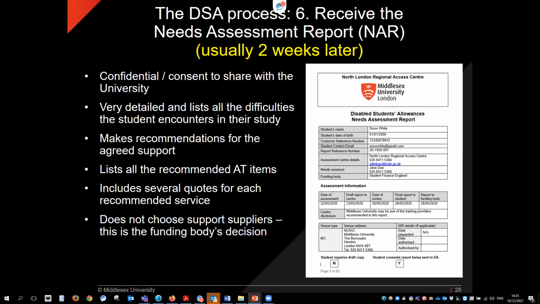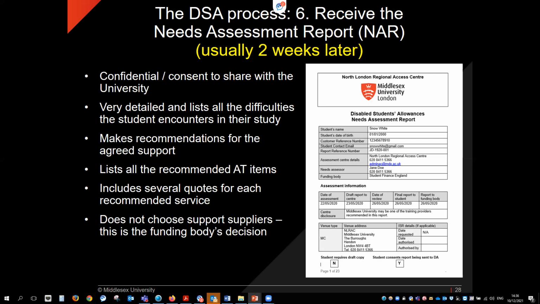And this report can be quite long. You can see the first page of it. It usually is about 20 pages long, and yeah, it can be quite detailed. Actually, it is quite detailed. Although we do say it takes about 2 weeks to write up the report with all the support suppliers, etc., we usually do it quite quicker, usually within a week.